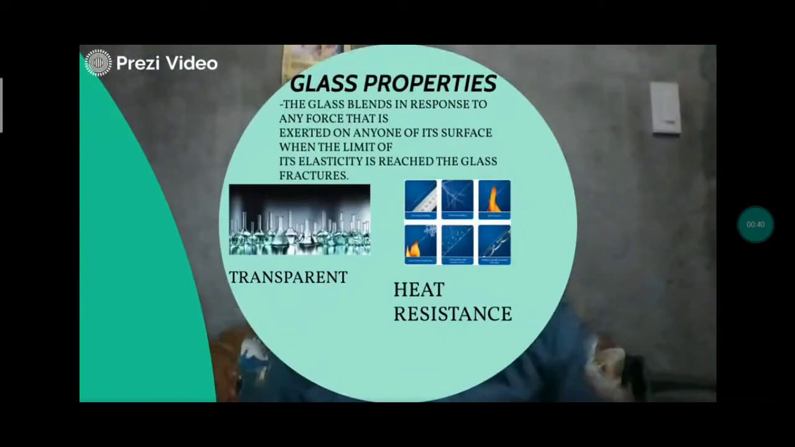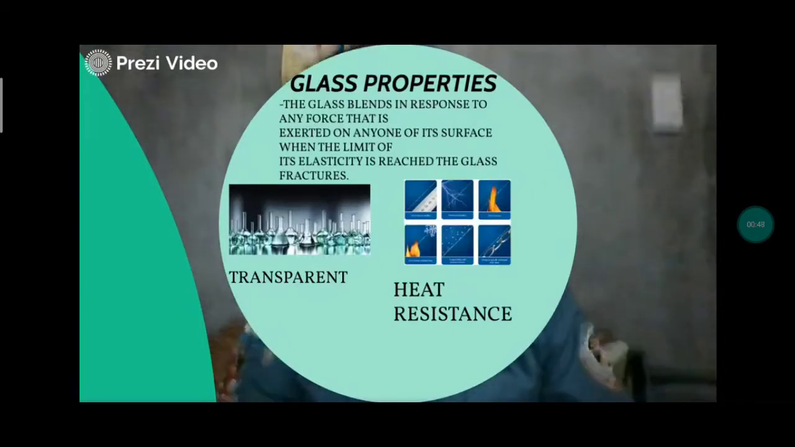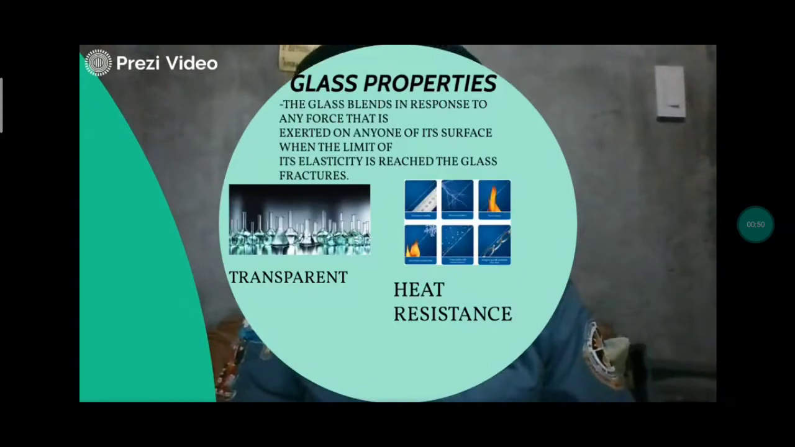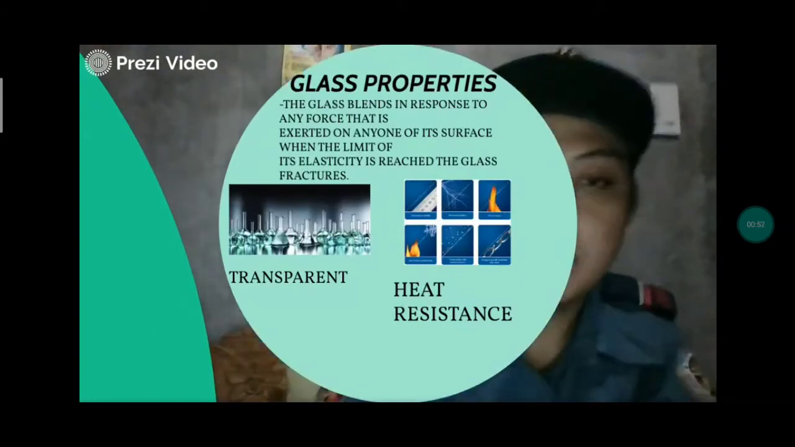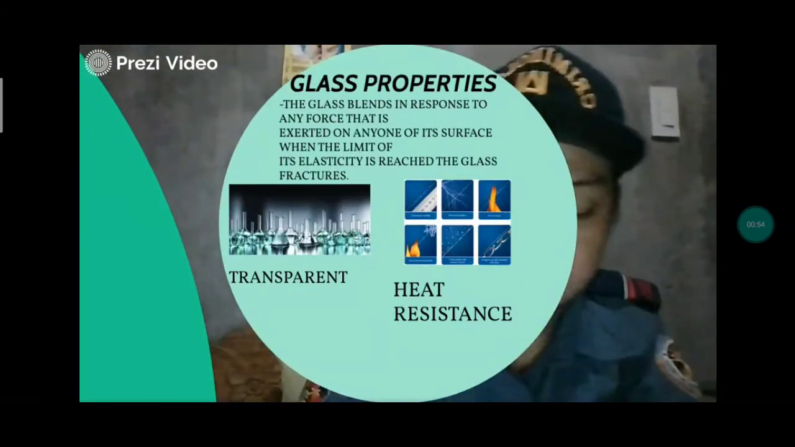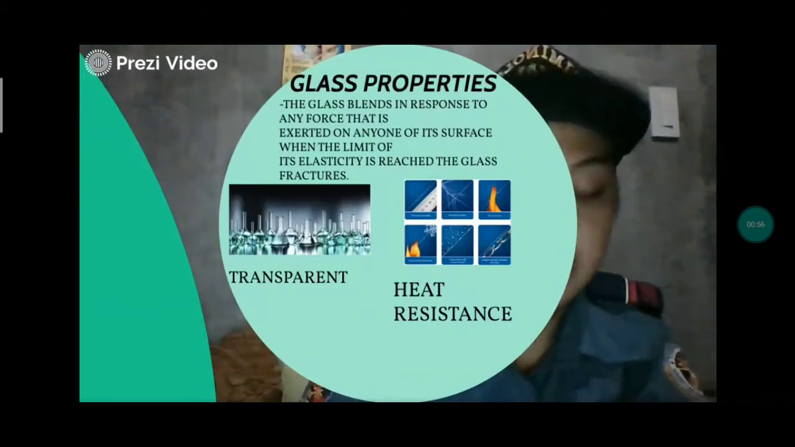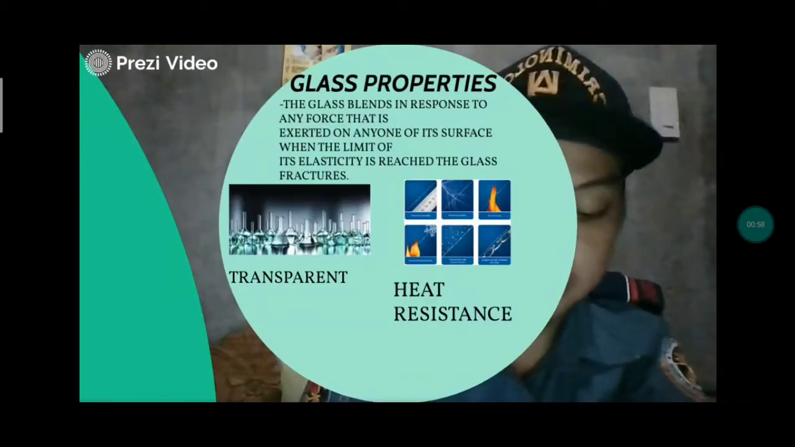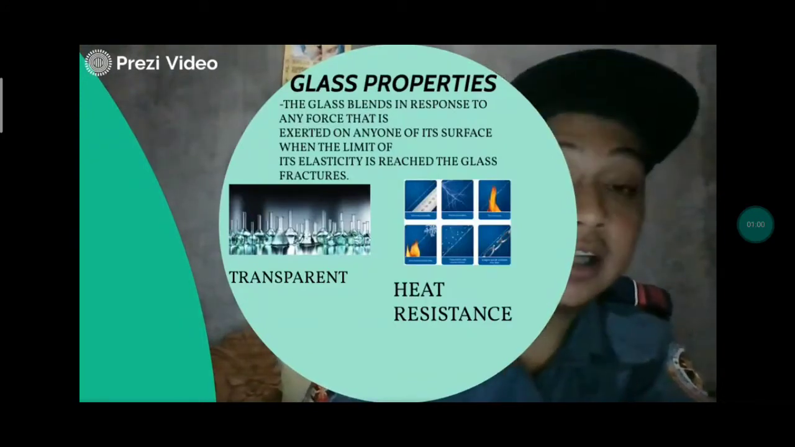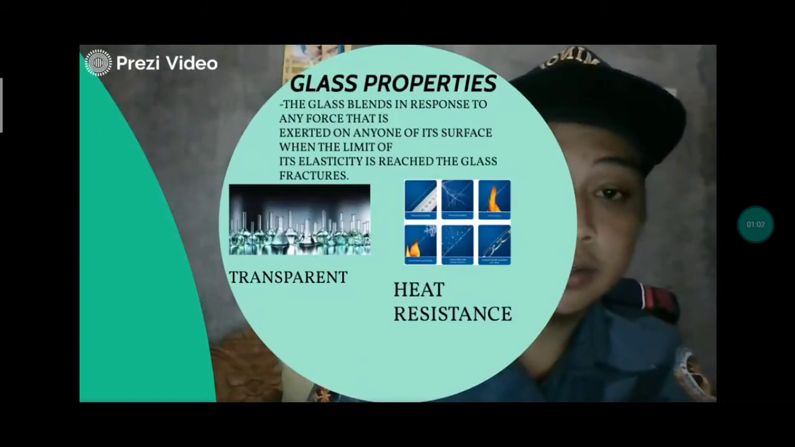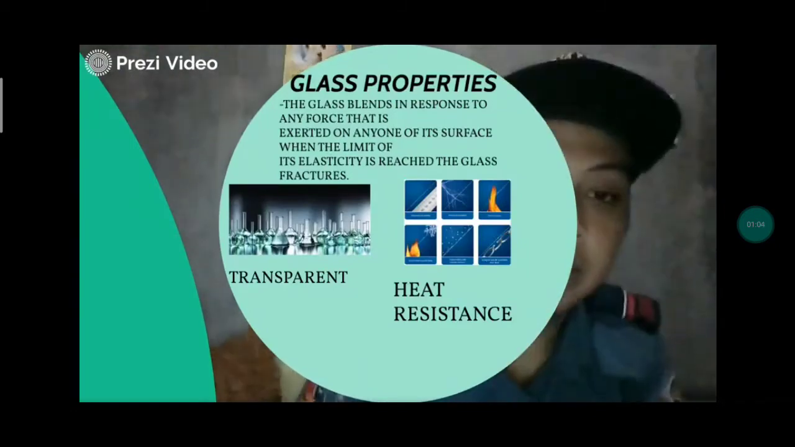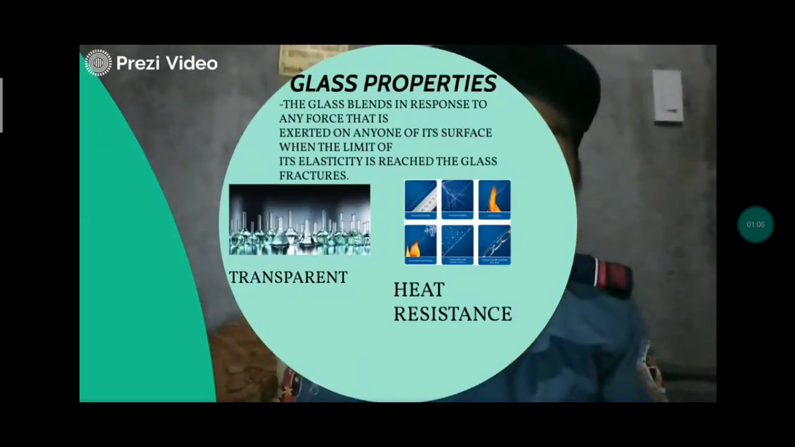Glass properties. The glass bends in response to any force that is exerted on any one of its surfaces. When the limit of its elasticity is reached, the glass fractures. Properties of glass materials. In general, glass is a hard and brittle substance. It's usually transparent or translucent. It may be compressed.